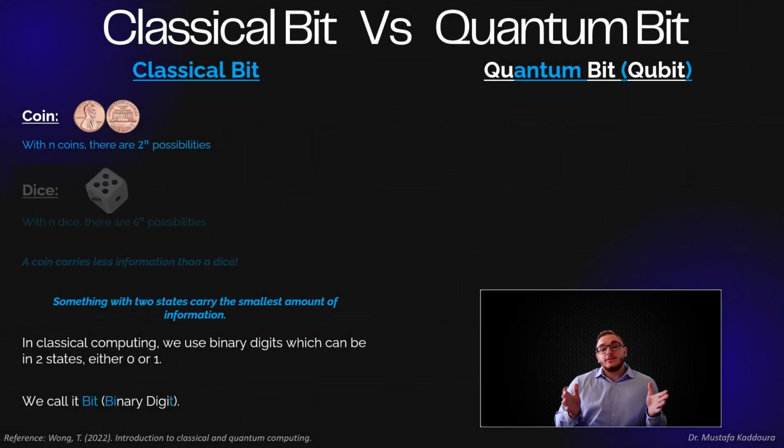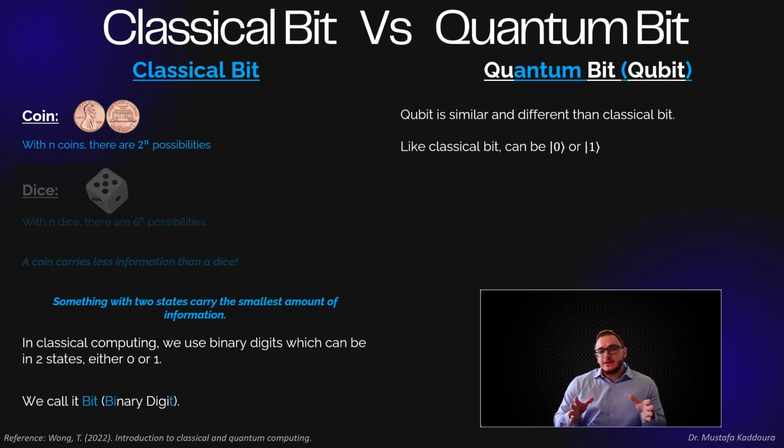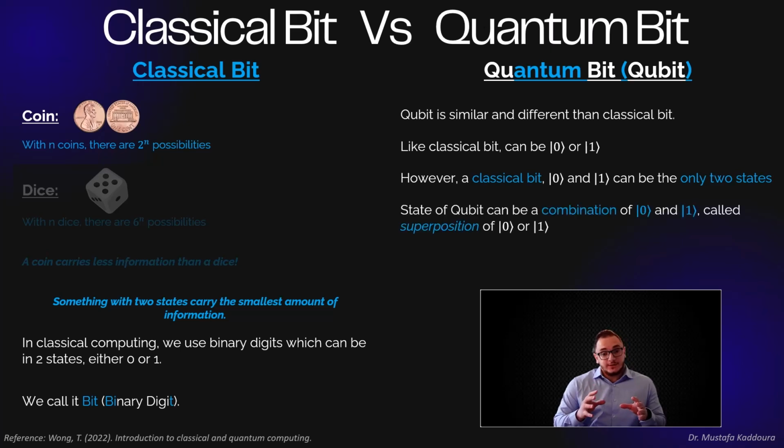Let's now look at the quantum bit, which we call qubit. A qubit is similar and different to classical bit. Like classical bit, it can be either 0 or 1. However, in classical bit, 0 and 1 are the only 2 possible states, while for a qubit, it can be a combination of zeros and ones, which we call superposition of 0 and 1.